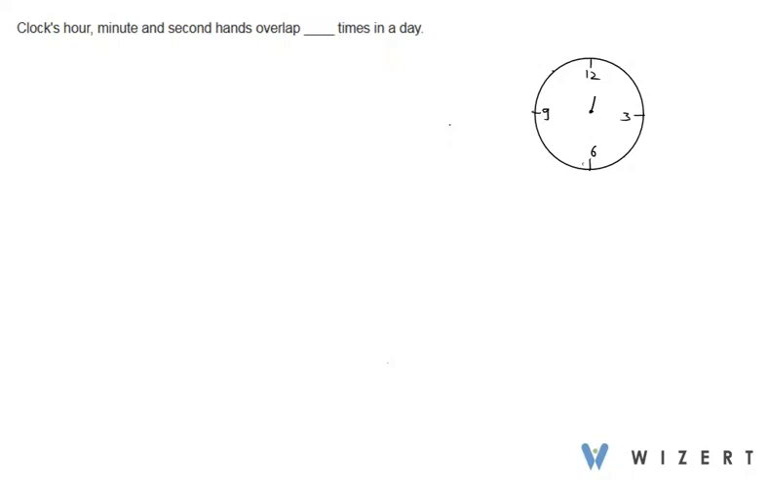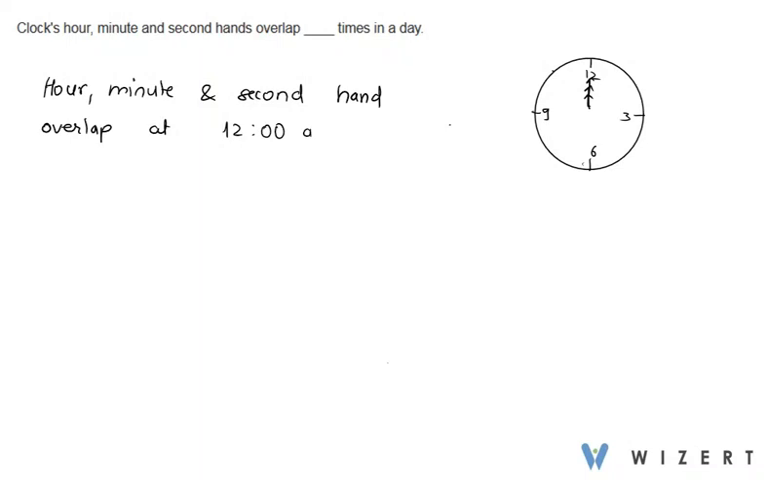Now all three hands overlap at 12 o'clock. Hour, minute and second hand overlap at 12 a.m. the first time.